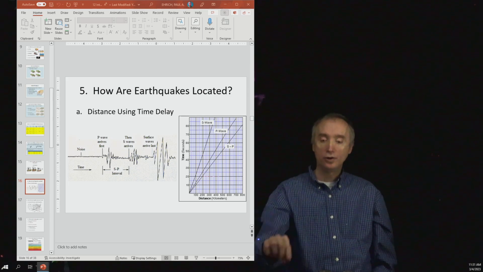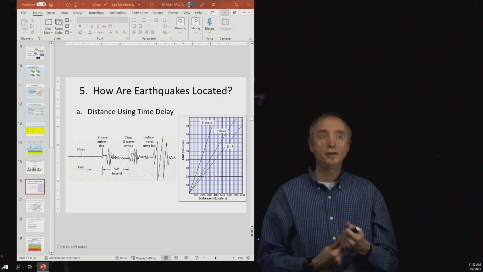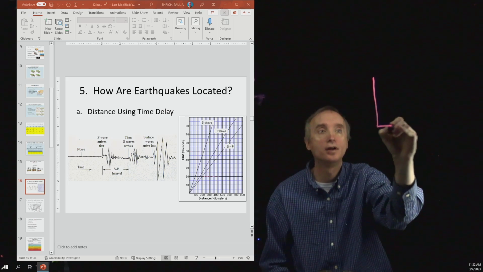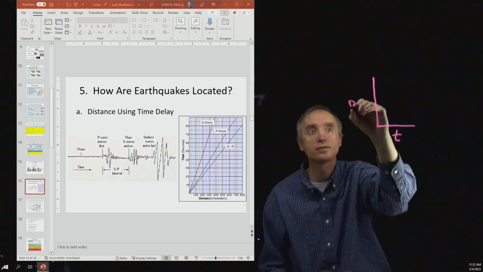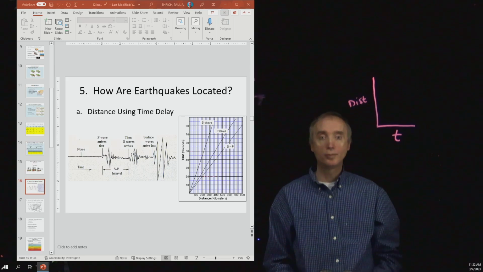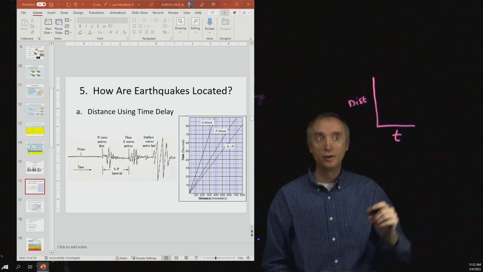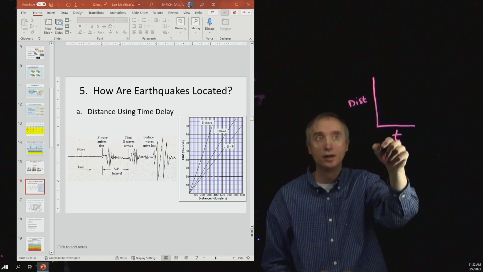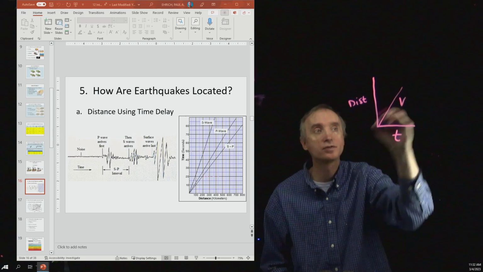Now we could graph the amount of time it's going to take for these various waves to arrive at the seismometer versus the amount of distance. Normally in physics, when you graph something, you want the time to be going sideways and the distance to be going up and down. Then the slope of that line, which is rise over run, would be distance over time, and so the slope of this line is going to be the speed.